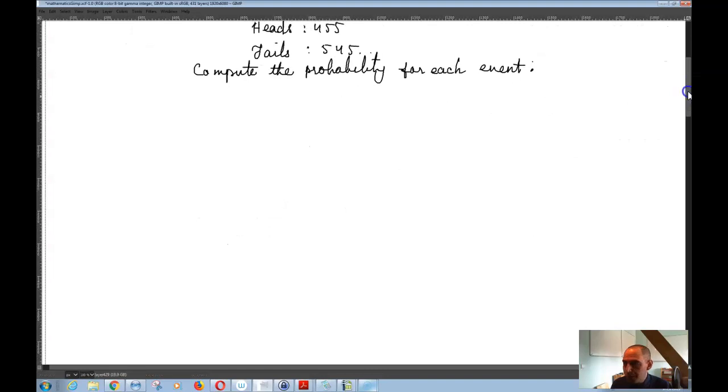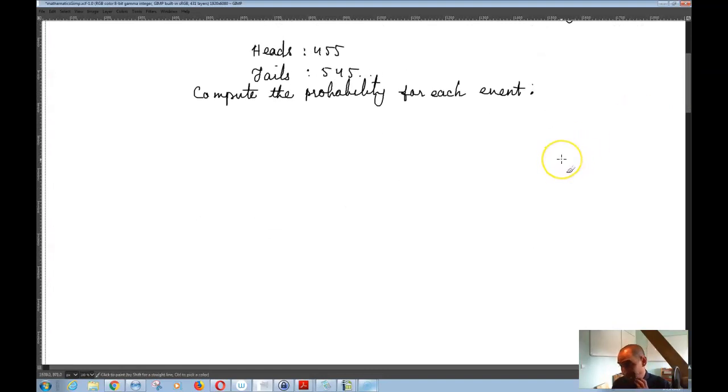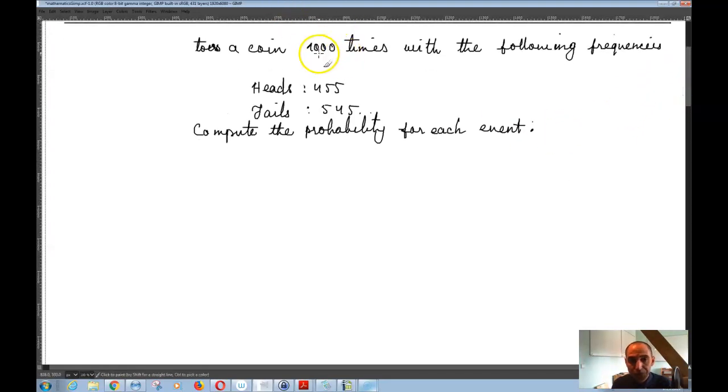So basically, since the coin was tossed 1,000 times, the total number of trials is 1,000. So 1,000 is the total number of trials, because the coin was tossed 1,000 times.